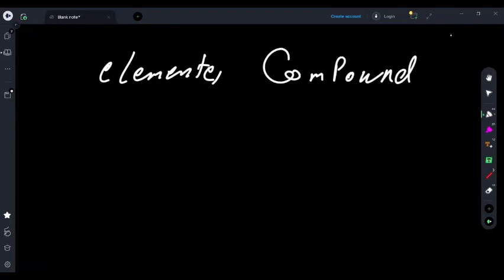Hello and welcome. Today, inshallah, in this session, we are going to talk about the difference between the element and the compound. Okay, in the chemistry lesson, there is a difference between the element and the compound.